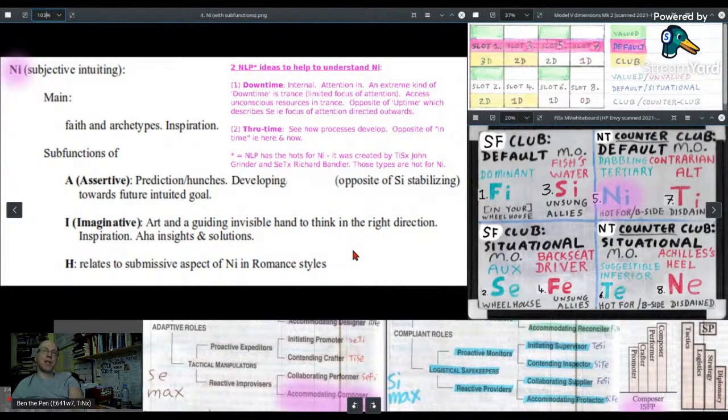But ISFP can access Ni, but they're not going to be in it as much as INFJ. Why? Because they have that preference for the concrete. They have that sensory instincting preference.